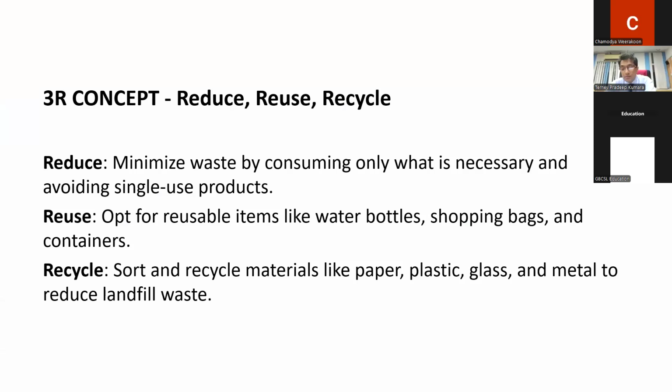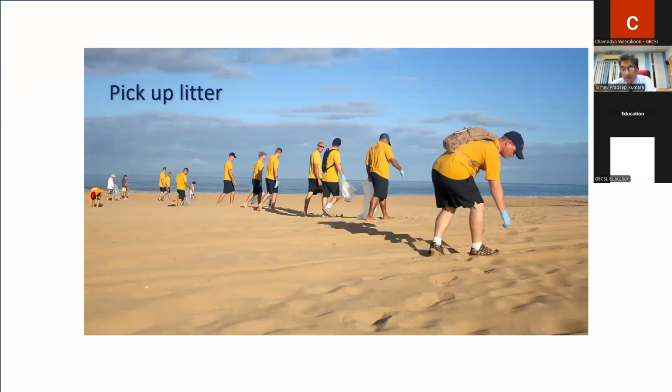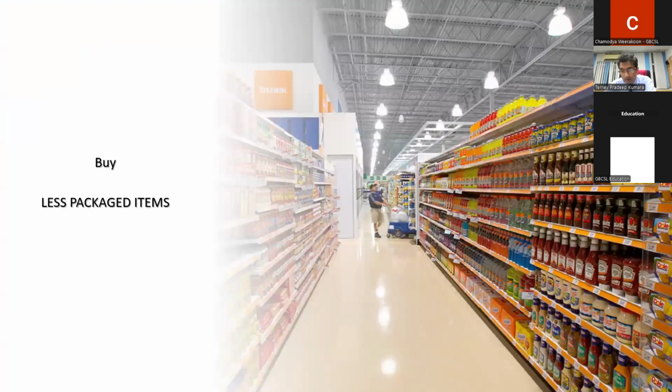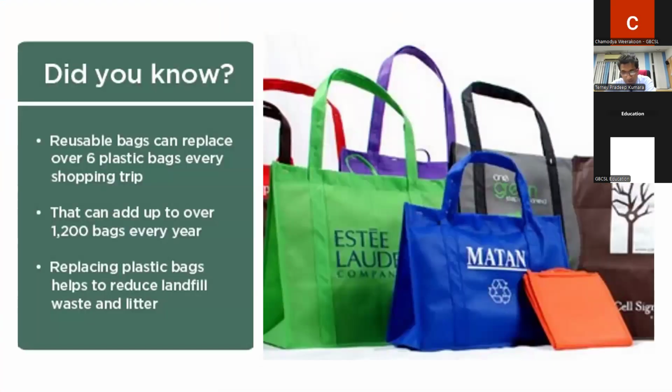And to reduce land-based pollution, the basic concept is the 3R concept, reduce, reuse, recycle, or waste management. Better management means fewer pollutants in the sea, right? Pick up litter, right? And buy less packaged items. And again, use reusable bags. Those are very widely used concepts, but we can still use them to control marine pollution.